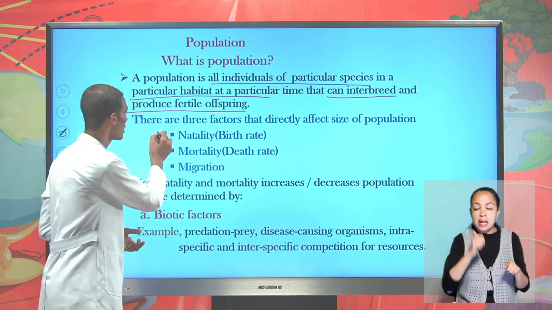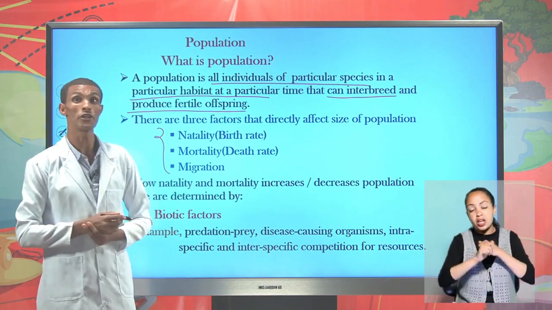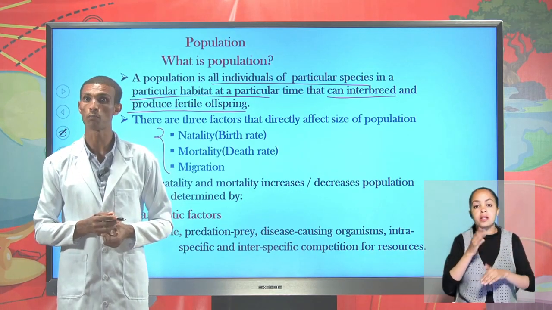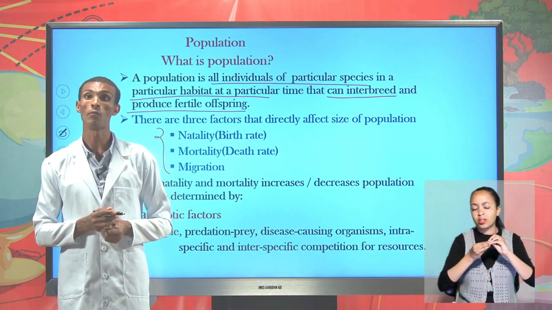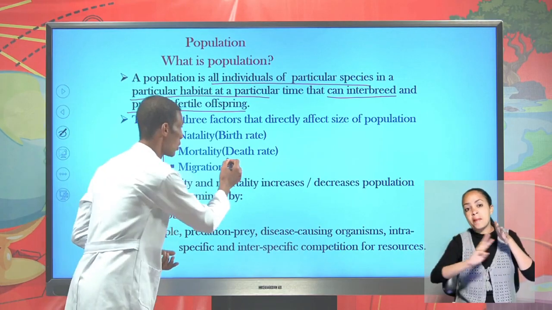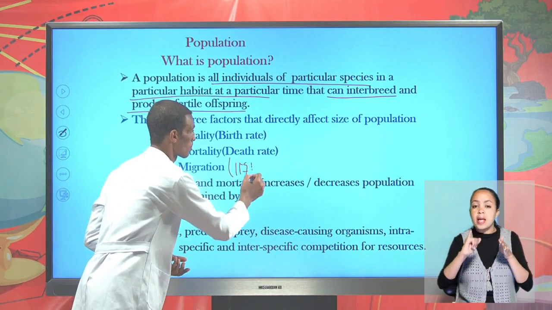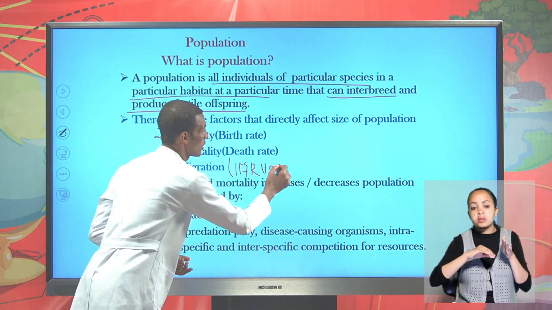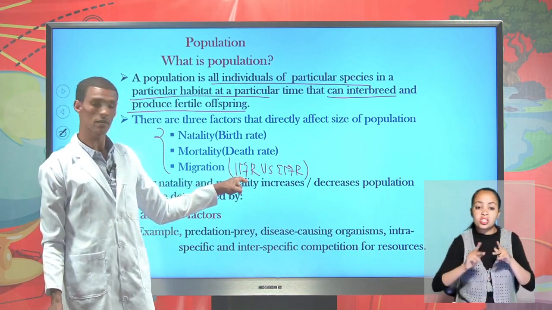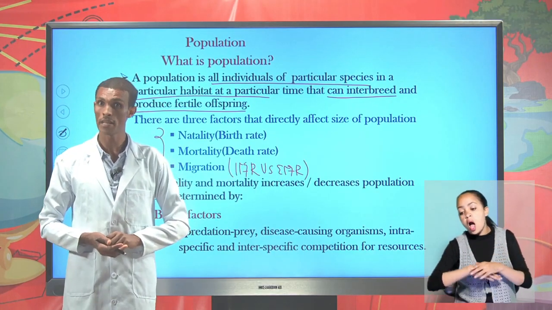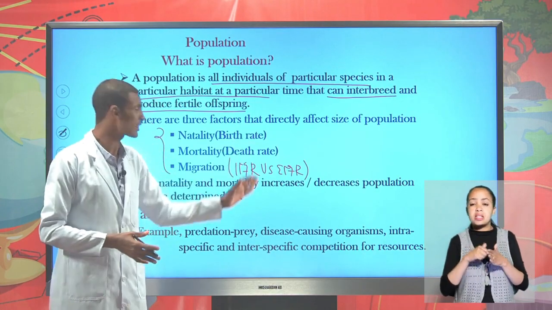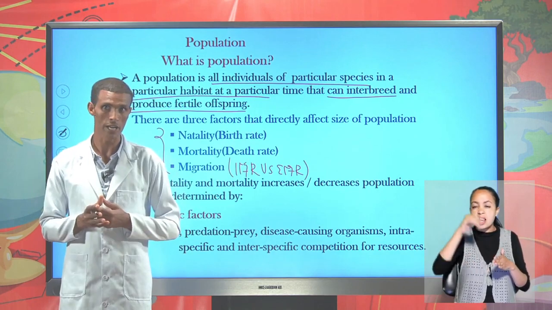There are three main factors that can influence population size. The first is natality, the amount born. The second is mortality, the amount that die. The third is migration, meaning the immigration rate versus the emigration rate: population migrating into an area, and population migrating out of an area. Students, these three factors highly affect population size.